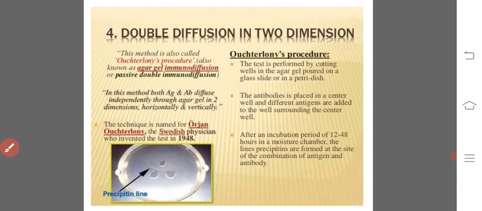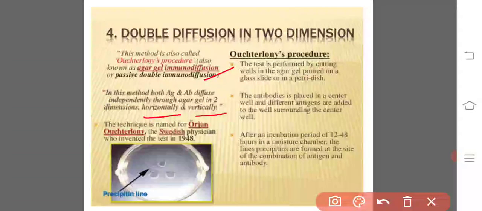Double diffusion in two dimensions. This is also known as the Ouchterlony procedure, known as agar gel immunodiffusion or passive double immunodiffusion. In this method, both antigen and antibody diffuse independently through agar gel in two dimensions, horizontally and vertically. The technique is named for Orjan Ouchterlony, the Swedish physician who invented this test in 1948.